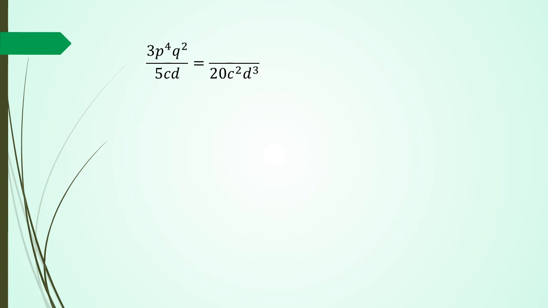So something like this. All right, so let's have a look at what's happening in the denominator. You've got to work through each of the components first. So first I'm going to basically do this. I'm going to write down 5cd, because that's the denominator, multiplied by something, and that equals 20c²d³. You just look at the numbers and the letters and see what's missing.